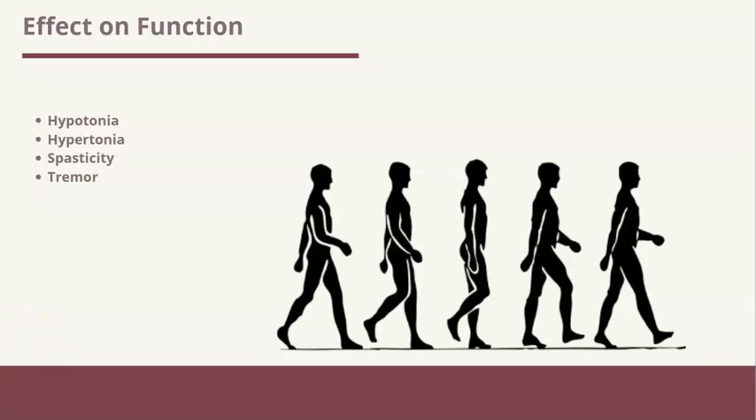Sometimes an increase in tone can be helpful after a nervous system injury. For example, if we have increased extensor tone of our quadriceps, which causes our knee to actually be kind of stiff and straight, it can actually help with transfers initially when a patient is rehabilitating after a CVA or a traumatic brain injury.